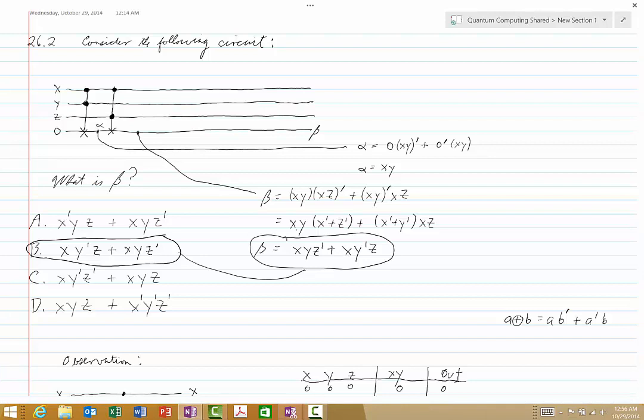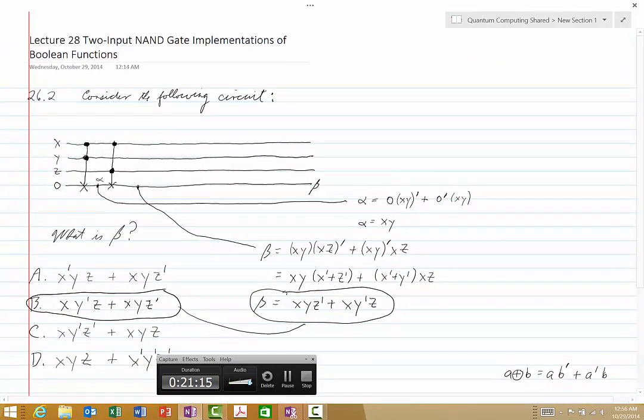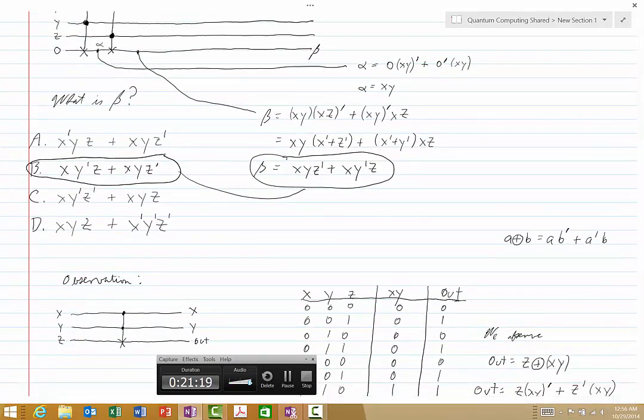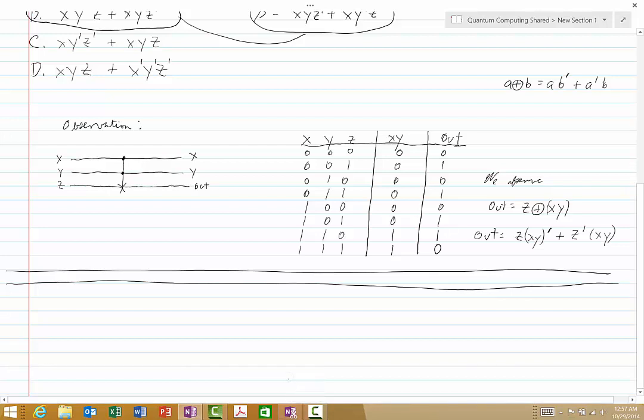So that catches us up on some observations I wanted to make about recent quizzes. And now we'll get into today's topic, which is the two input NAND gate implementations of Boolean functions. As we said in our last lecture, we want to do things as efficiently as possible. And I want to try to teach this topic through an example.